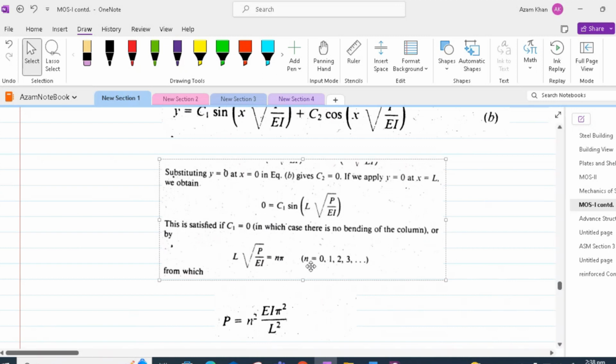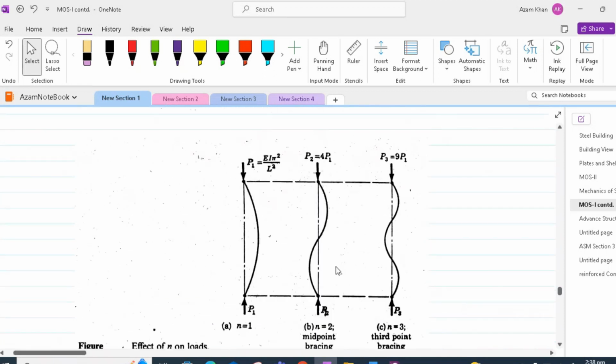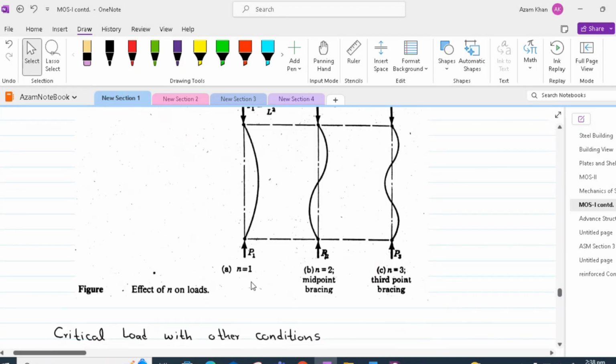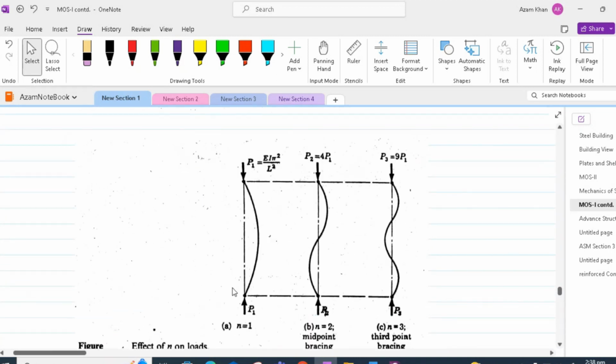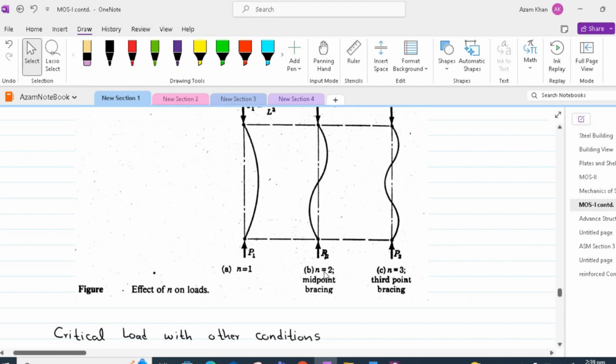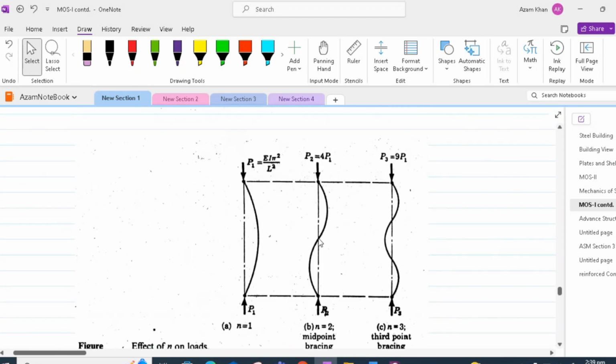For the other values of n, the column bends in different shapes, and these shapes are shown in this figure. If n is equal to 1, the column bends in one shape. However, if n is equal to 2, then the column bends in two shapes. Similarly, in case of n equal to 3, the column bends in three shapes. This is equivalent to saying that in case of n equal to 2, the column is restrained at the midpoint. In case of n equal to 3, we have 2 points restrained along the height of the column.